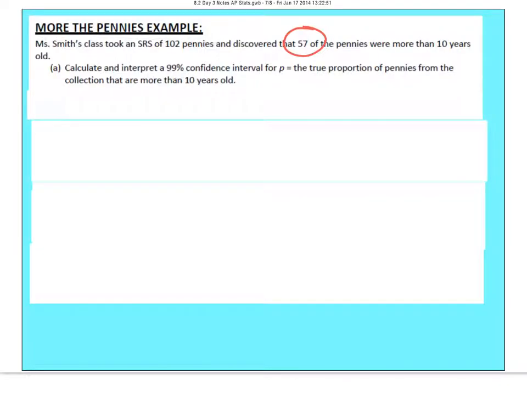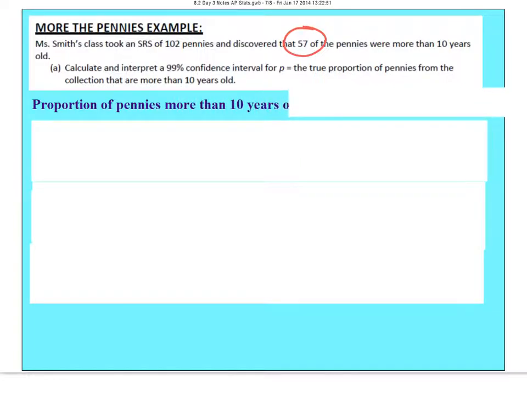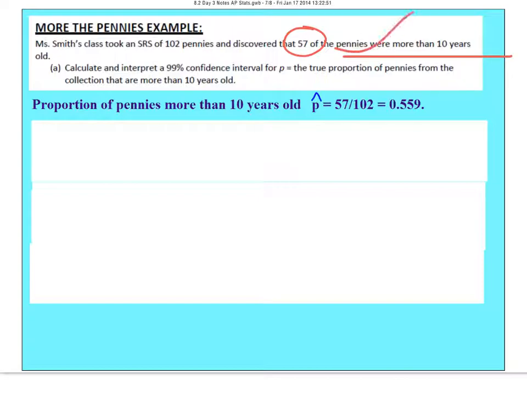Let's compute p hat. So the proportion of pennies that are more than 10 years old in our sample is p hat, and that was 57 over 102, or p hat is 0.559. Now let's find the critical value for it. I'm going to do a quick sketch. We are doing a 99% confidence interval. So a 99% confidence means we want 99% of the curve.